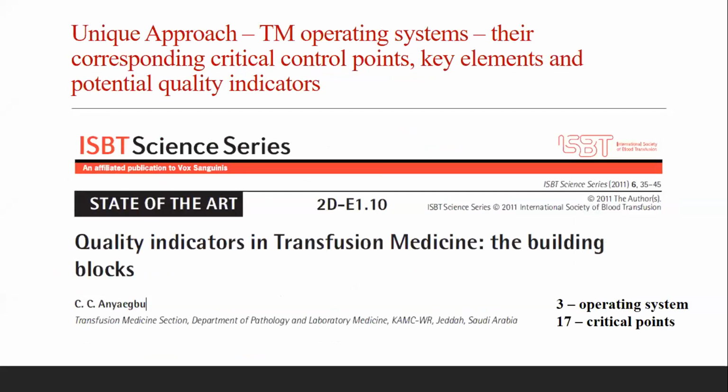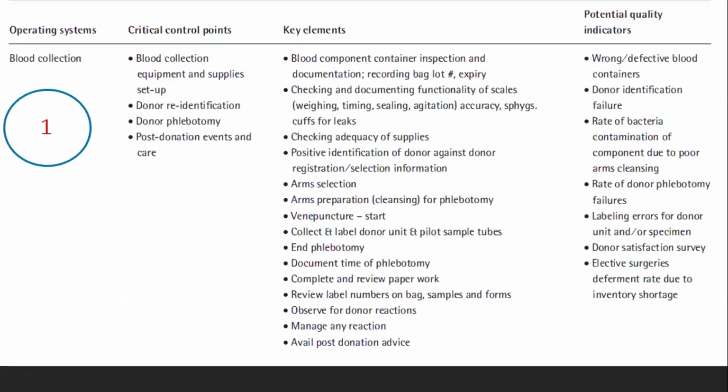And this is very well explained in this particular manuscript, where they have come up with a unique approach to identify the critical control points, the corresponding key elements, and the potential quality indicators for transfusion services. They have mainly identified three important operating systems, and 17 critical points under these three operating systems.